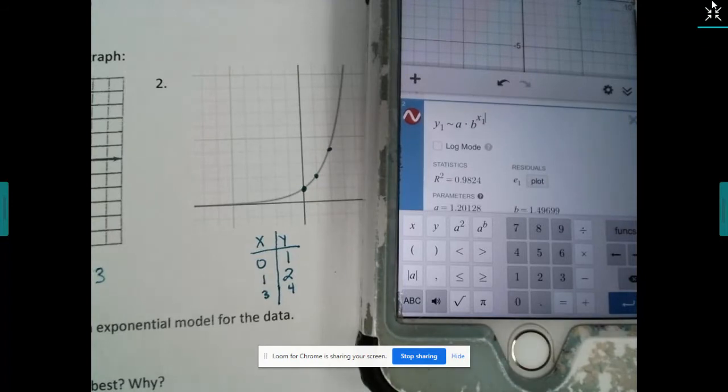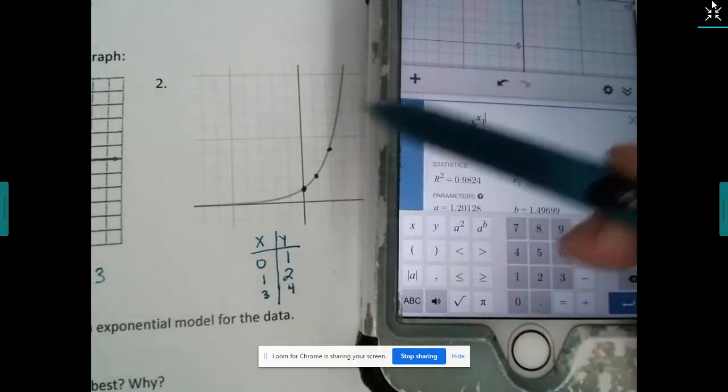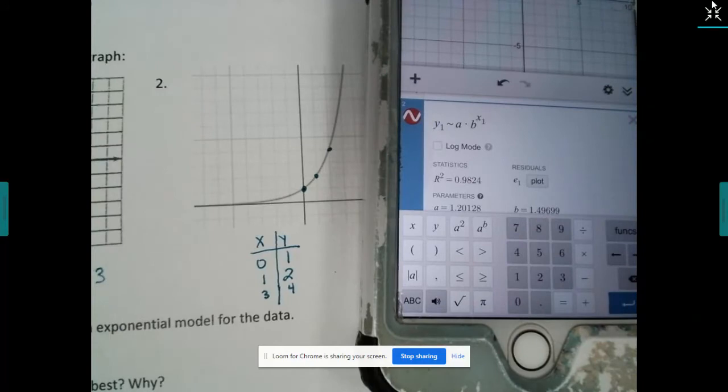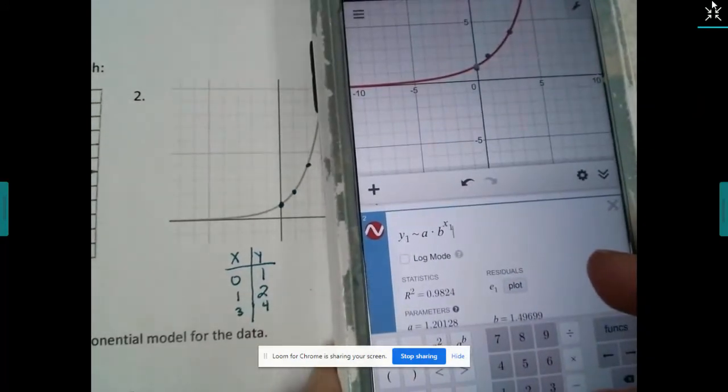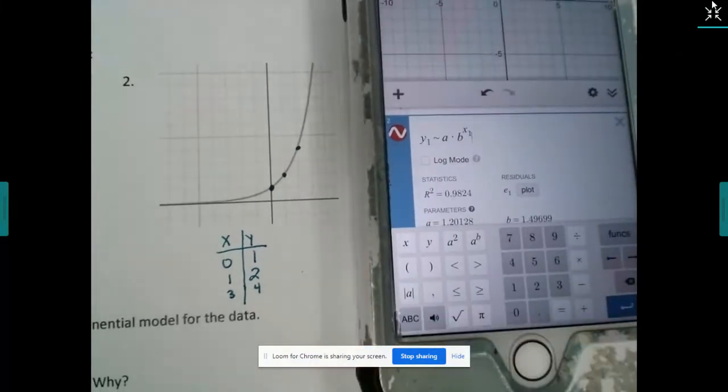So if we look at this one, the r squared is 0.98. I'm not sure why it is not perfect. Maybe our little graph here wasn't. Maybe it's not exactly at 1, 2. It looks like 1, 2 is the one that is off a little bit. But that's okay. So it's close enough.